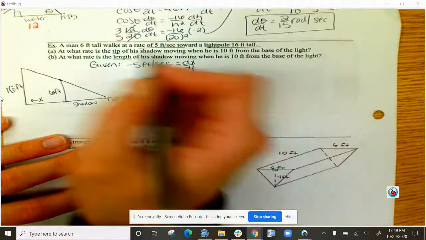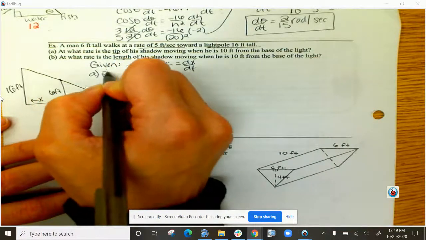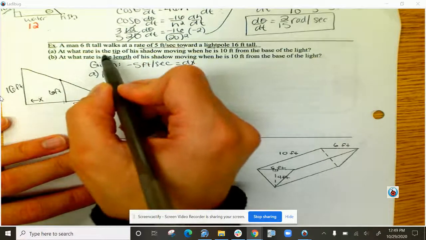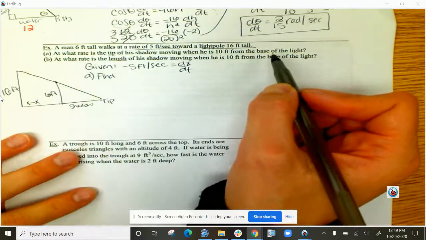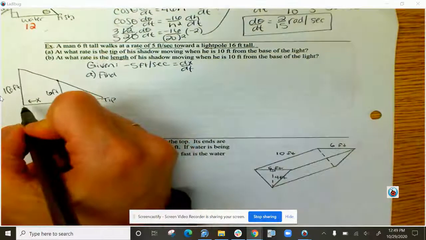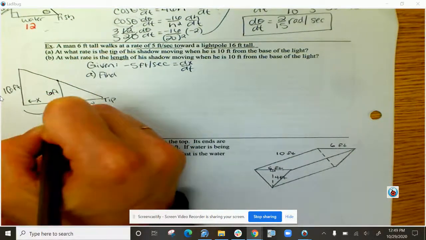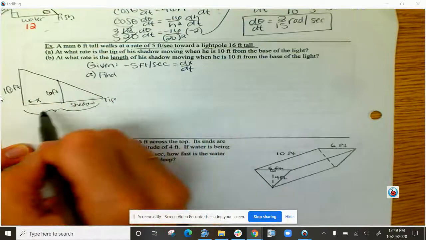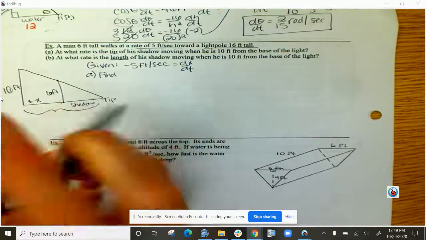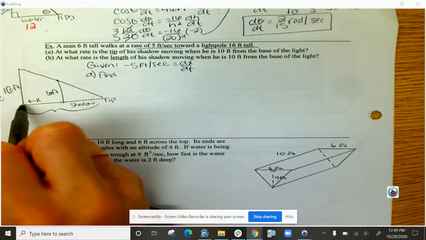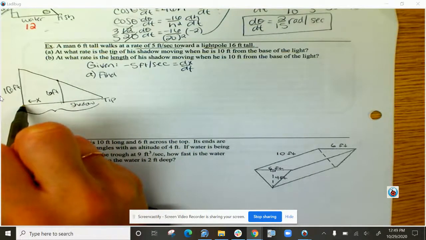In part A, we are finding the rate at which the tip of his shadow is moving when he is 10 feet from the light pole. And so we are looking for how fast this length is decreasing as he's going this way. Because as he walks this way, this length is going to come towards here until you're all right here.